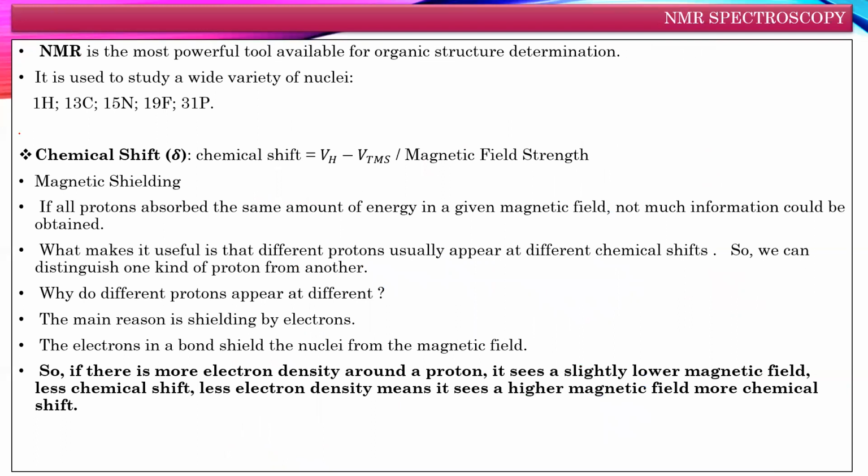Next comes the important topic, chemical shift, which is just a factor which differentiates between the different types of protons. Mainly for our subject, we consider two types of protons: inner protons and outer protons on an aromatic compound. Here the rule is, if there is more electron density around a proton, it sees a slightly lower magnetic field, so less chemical shift. More electron density, less chemical shift. Less electron density, more chemical shift. Chemical shift is inversely proportional to electron density around a proton.